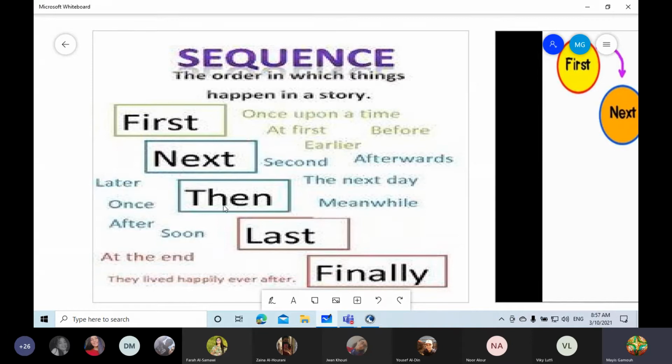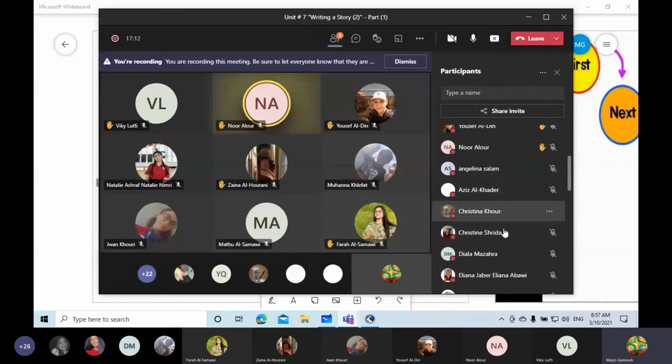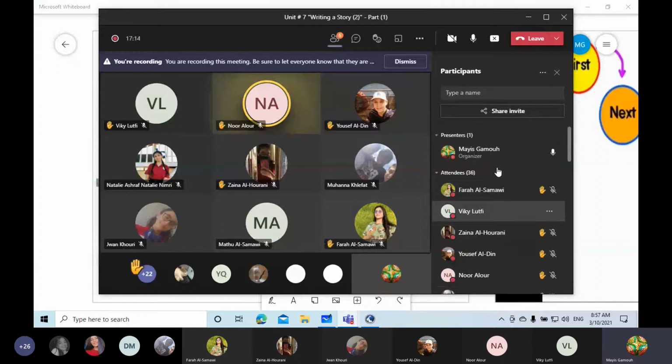The ones in the box are the main ones that I can use if I have a short story. But if I want to add more events or more actions, I can use the other ones which are underneath or above them. So who can read a couple of these things? Let me see new hands in here.